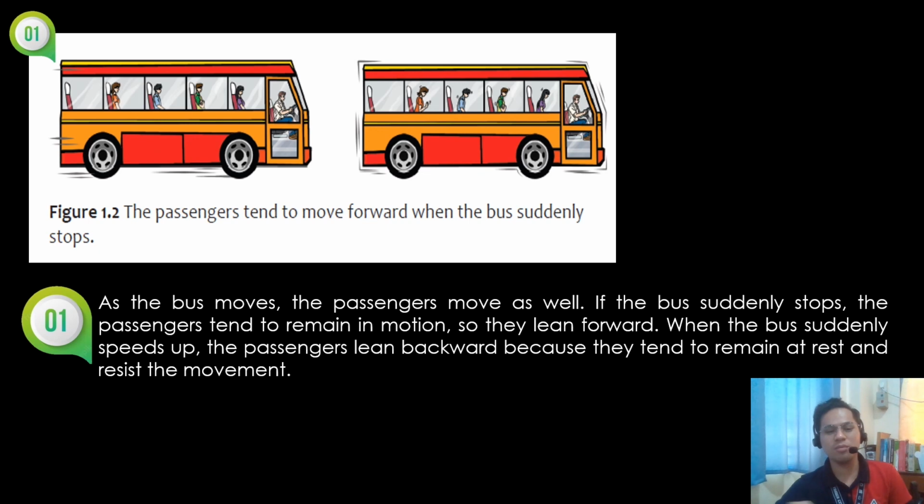So, as the bus moves, the passenger moves as well. And if the bus suddenly stops, the passengers tend to remain in motion. So, they lean forward. When the bus suddenly speeds up, the passengers lean backward because they tend to remain at rest and resist the movement.